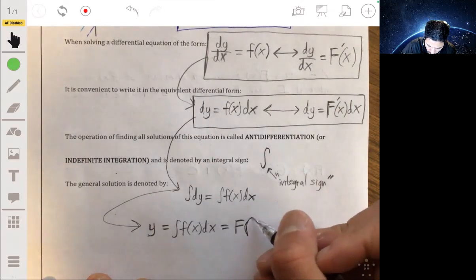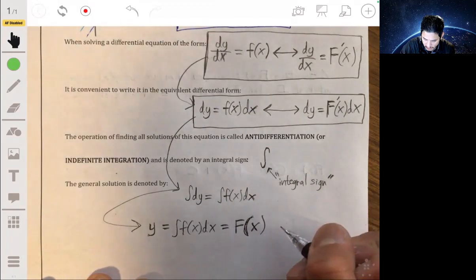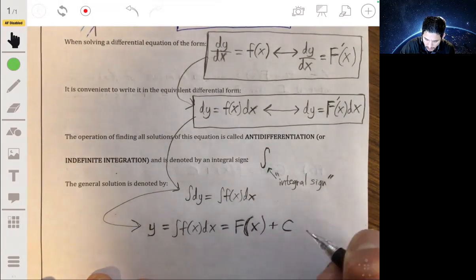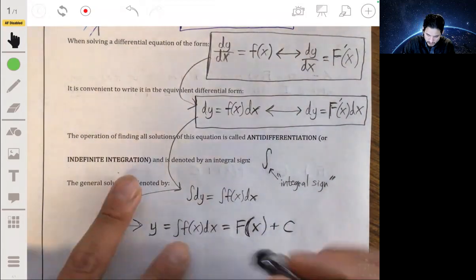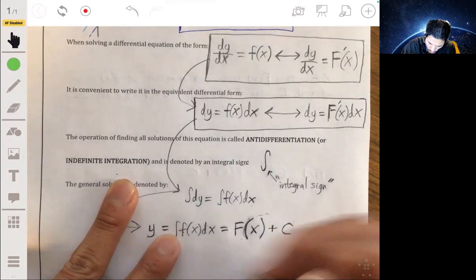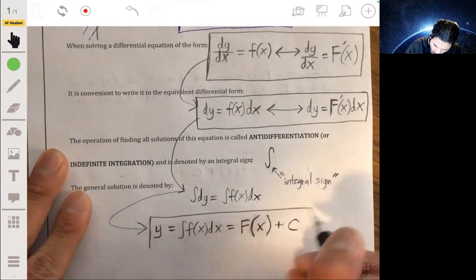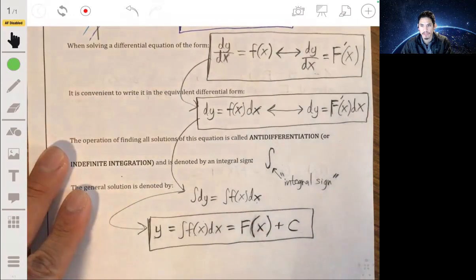Whoa, pencil's exploding. Capital F of x plus our constant c. Let me write this a little more neatly. I'm going to box this because it's a big deal. And so let's label this.